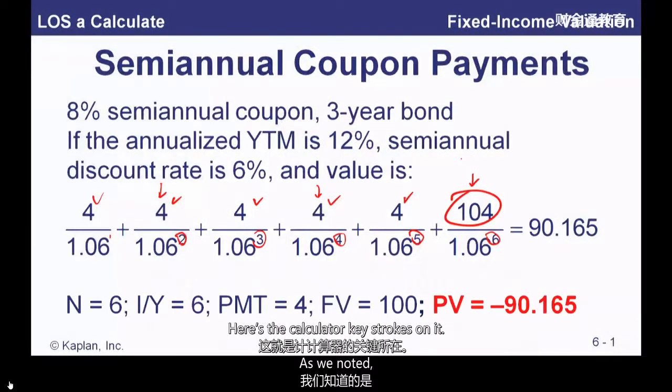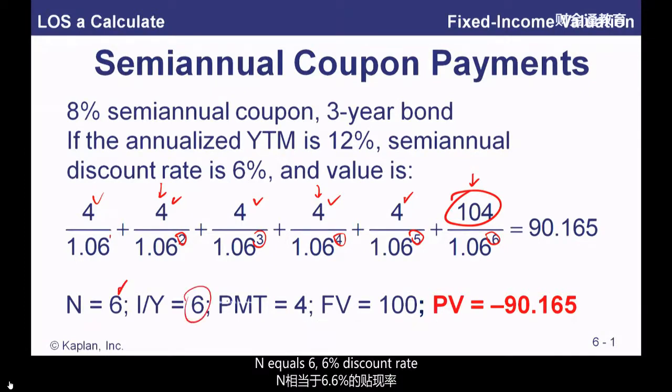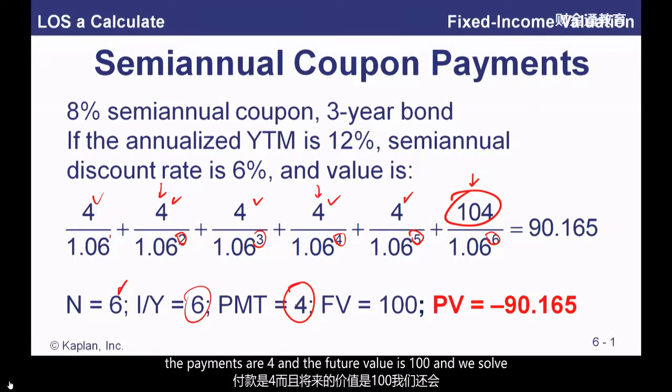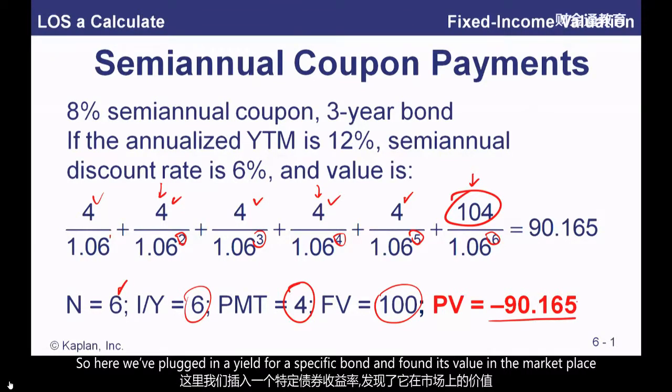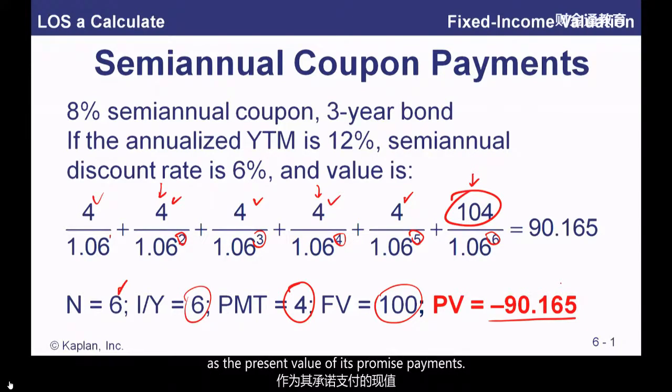Here's the calculator keystrokes on it. As we noted, N equals 6, 6% discount rate. The payments are 4, okay? And the future value is 100, and we compute the present value. So here we've plugged in the yield for a specific bond and found its value in the marketplace as the present value of its promised payments.